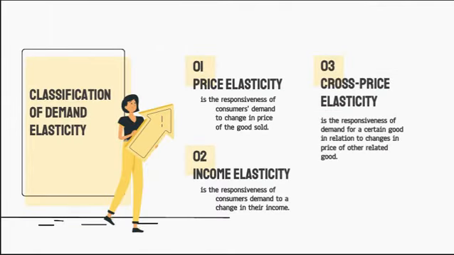Moving on, as mentioned in the preceding item, demand elasticity is subclassified into three. In this unit, we will discuss price elasticity of demand, income elasticity, and cross price elasticity. Price elasticity is the responsiveness of consumers' demand to change in price of goods sold. Income elasticity is the responsiveness of consumers' demand to a change in their income. And cross price elasticity is the responsiveness of demand for a certain good in relation to change in price of the other related good.